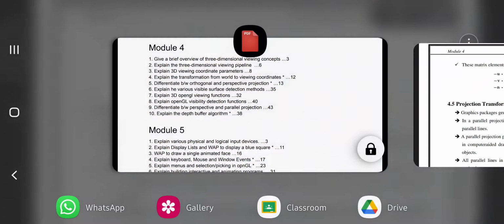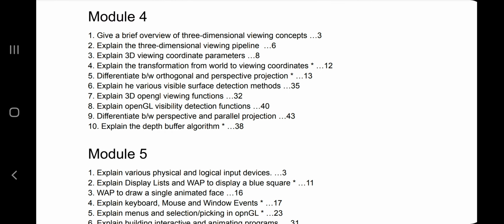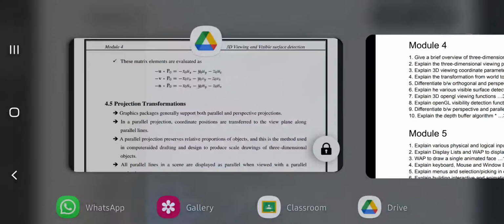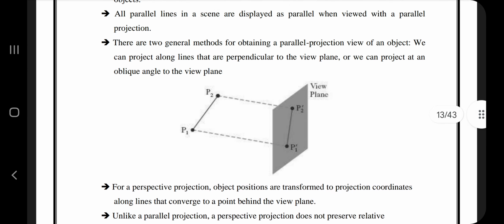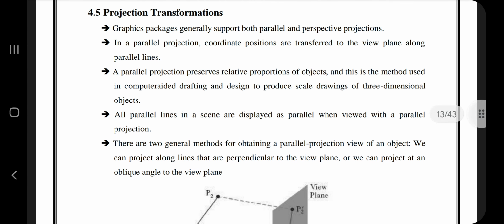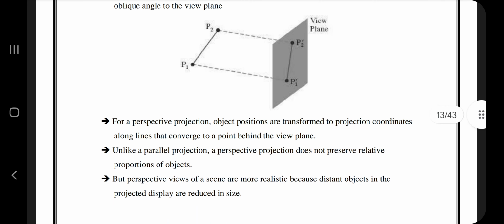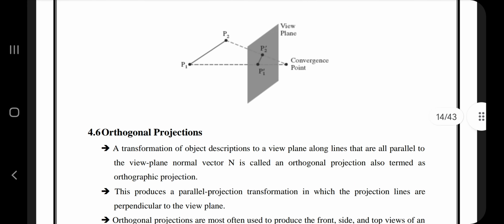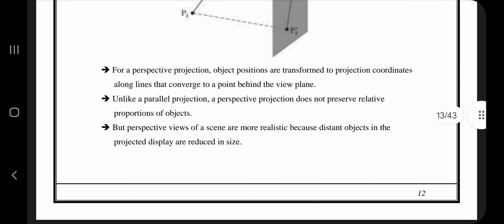Next is the most important question, which is to differentiate between orthogonal and perspective projection, okay. So those are the two types of projections. Here you have to pay very much attention. So two types of projections are parallel and perspective. In parallel you will preserve the size, and in perspective the size will be changing. So if we preserve the size, at that time we need not have the other equations, we can just use the same equation. This is the parallel one.